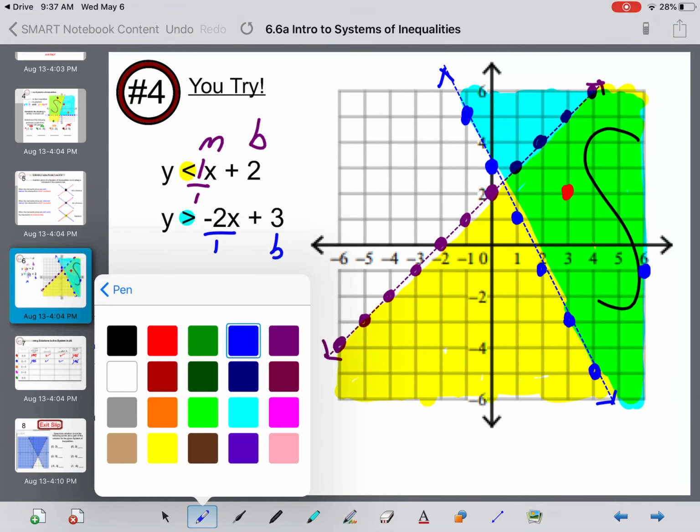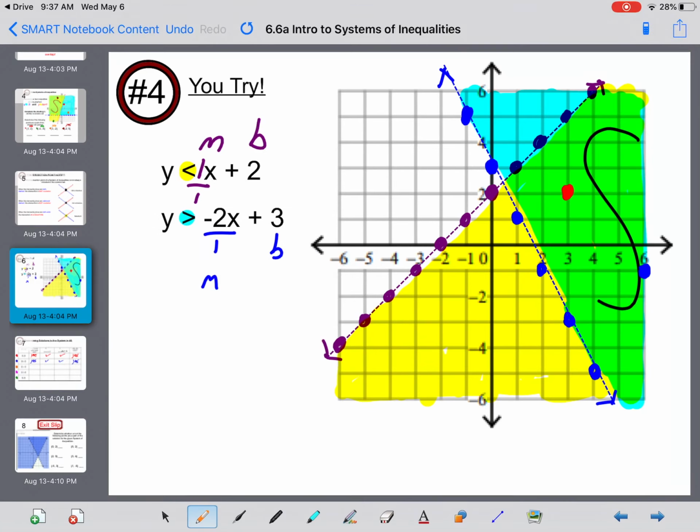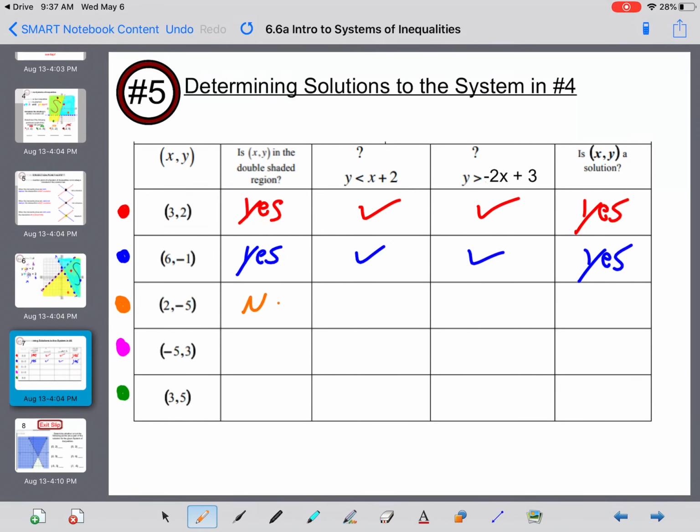(2, -5) in orange. Right 2, down 5. Now this time, it only falls in the yellow shaded region, which is the x plus 2 inequality. Put a no, check this box, X the second one, and put no. It is not in the solution set.